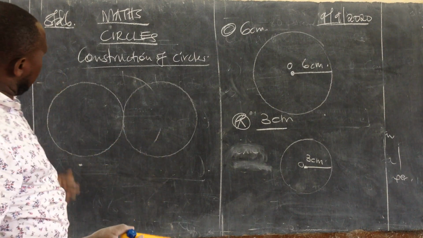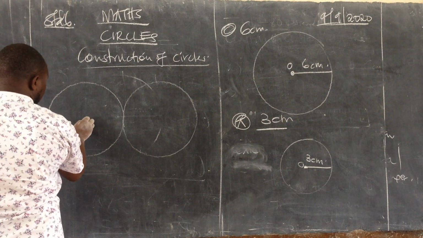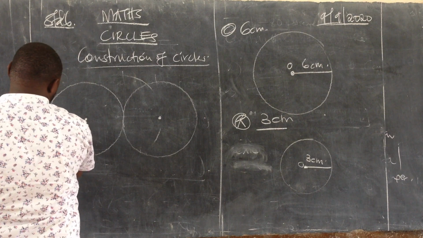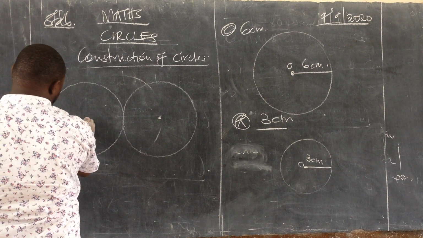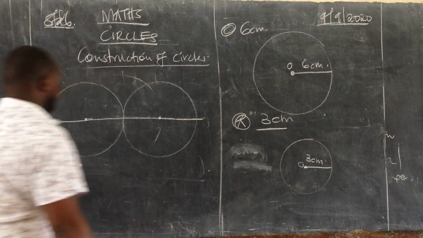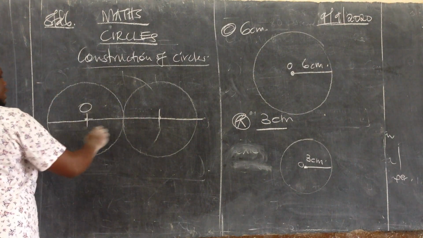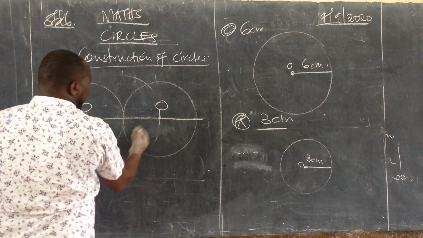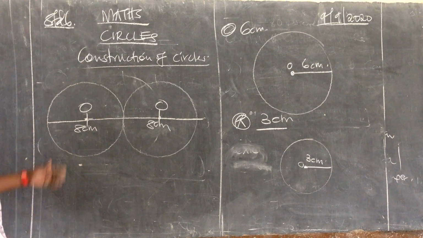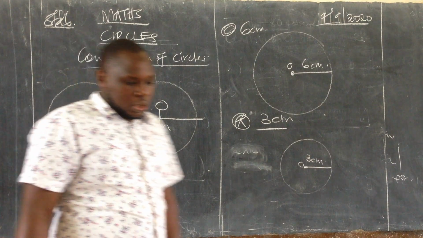I have two circles. If I try to draw the diameter, that is going to be through my center O. So I can make a diameter here. I can just draw simply a diameter here. Might not be very correct, but that is the diameter. So this is diameter, radius, center O. So my diameter, let's say 8 centimeters. This is also going to be 8 centimeters. And I can draw as many circles as possible to make a pattern.